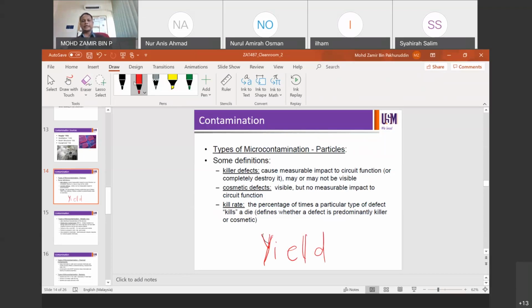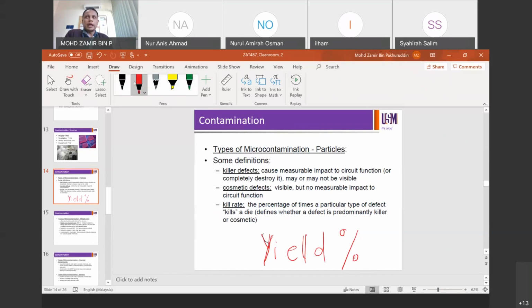Alrighty. So it's called yield. Okay, the circuit function that we measure, the impact that we measure in terms of circuit function, is named as yield. So yield percentage lah. So this is what you get by the end of the 2 months of processing. So you want to know the yield of your ICs, of your devices on the wafers.